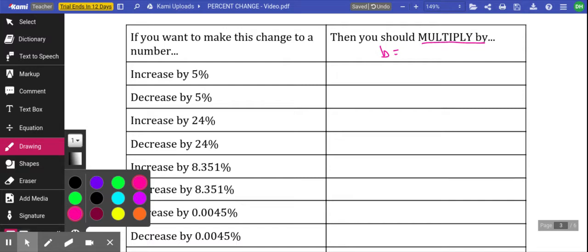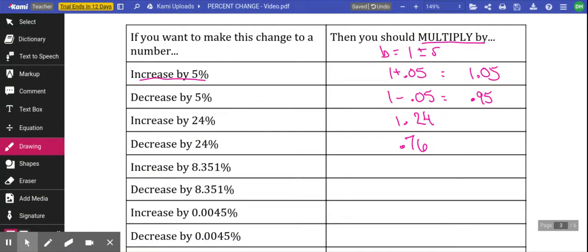So basically that b value is always going to be 1 plus r or minus your r. So in this first one, if we're going to increase by 5%, 1 plus 0.05, in other words, we're going to multiply by 1.05. If we're going to decrease by 5%, now we're going to subtract, and it's going to be 0.95 is our b. We could increase by 24%, or we could decrease by 24%, okay? So I'm either just adding it to 1 or subtracting it from 1.